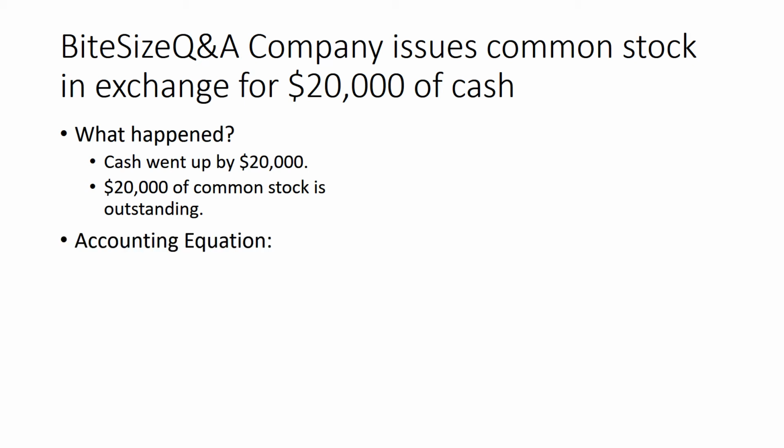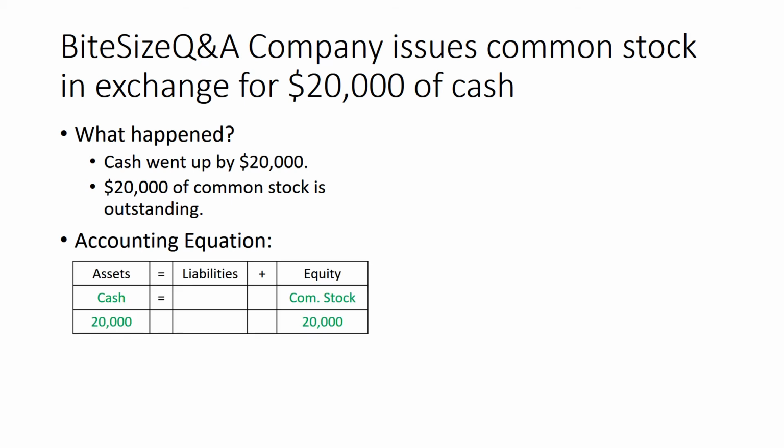Next, we can think about the accounting equation. Remember, assets equals liabilities plus shareholders' equity. So for assets, we have $20,000 of cash, and under equity, we have $20,000 of common stock. So $20,000 on the left-hand side of the equation equals $20,000 on the right-hand side of the equation, and everything remains in balance. Let's think about the journal entries.